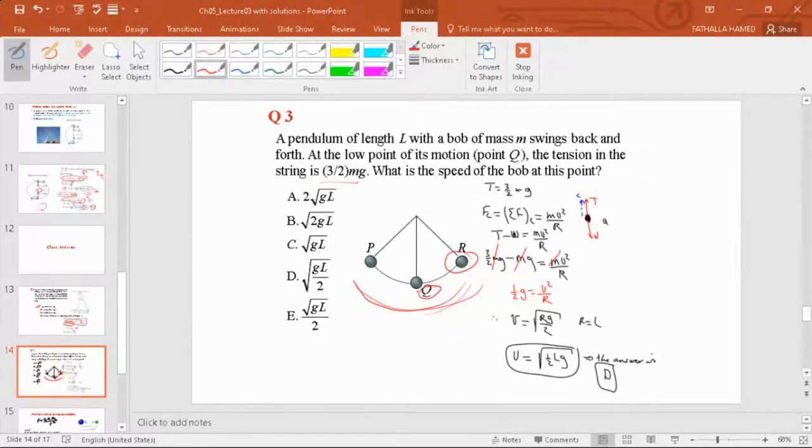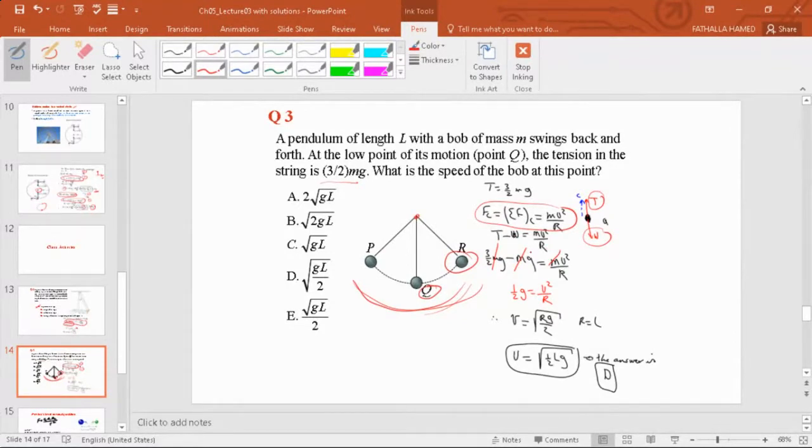When we deal with energy, we'll do this later as well, but let's look at it in terms of forces here. You have the tension pulling up, weight is down, and the net force is toward the center here, and the radius will be the length of the pendulum here. So the net force should equal mv squared over r. T minus the weight should equal mv squared over r.